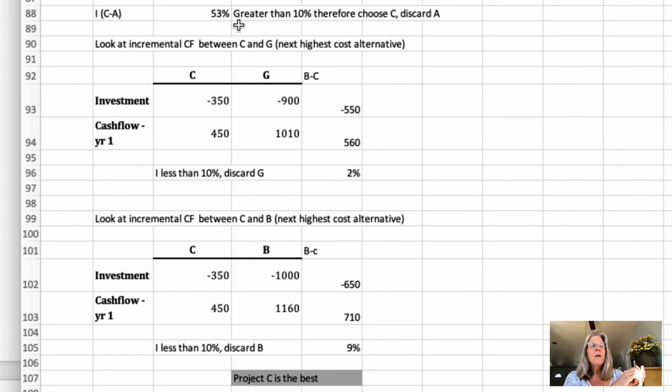Now we're going to look at the next one, which is B. The difference between a B investment of 1,000 and a C of 350 is an extra 650. And that yields us 9%, which is not more than 10%. It's less than 10%. So that means we're still going to stick with project C. So we've just gone through this whole process to arrive at the conclusion that we're going to invest in project number C.